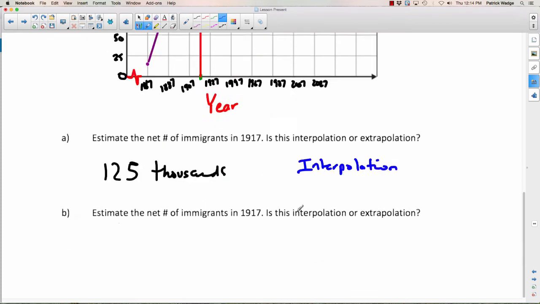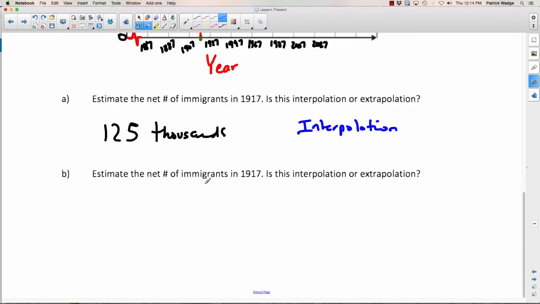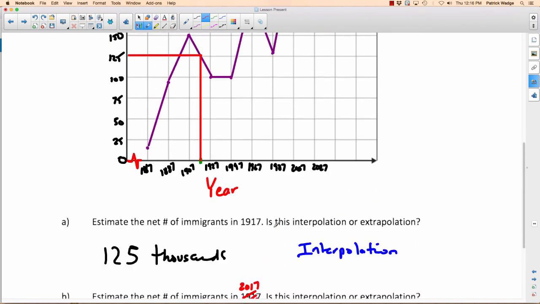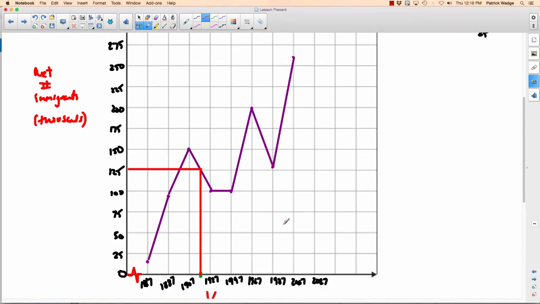Okay. The last question is, estimate the net number of immigrants in... mistake. That should say 2017, not 1917. I guess I cut and pasted and forgot to change the date. I'm sorry. So 2017, where would that be?